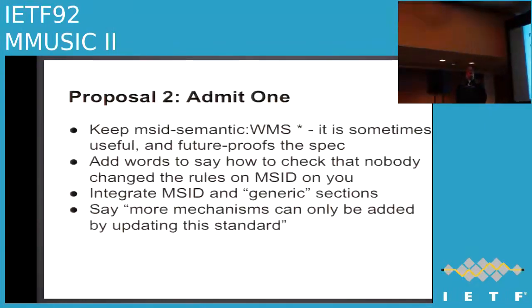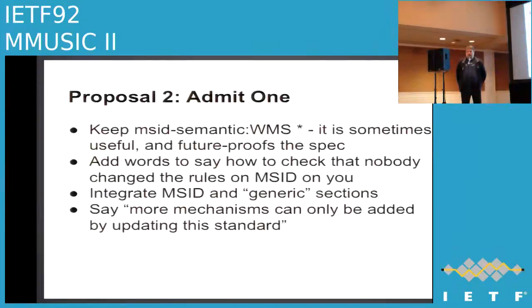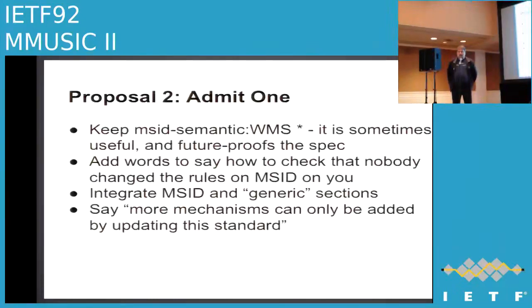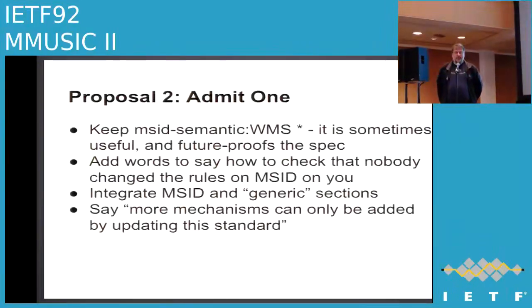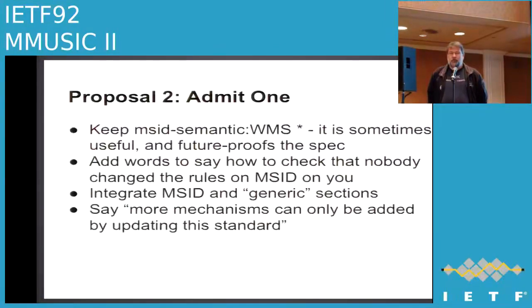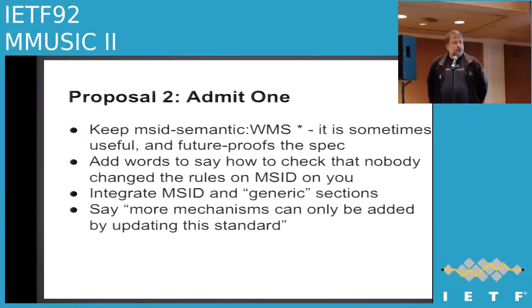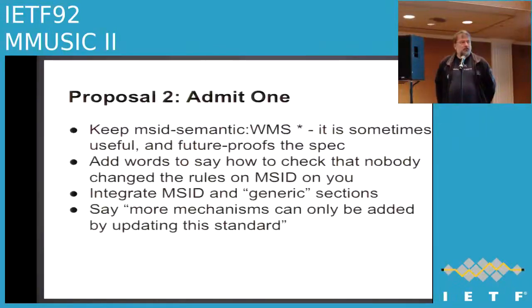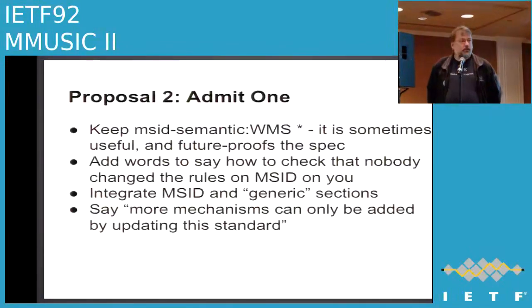Or we can reverse the decision of 3 years ago. I'd like to keep the MSID semantic field because it's a future-proofing mechanism. It allows you to revise the standard in a well-defined way if we ever need it. And it's been shown to be useful for one purpose in a document. We add words to say how to check that nobody changed the rules, again, future-proofing. We integrate the sections on MSID and the generic, and we say more mechanisms can be added by updating this standard and no other way. Next slide.